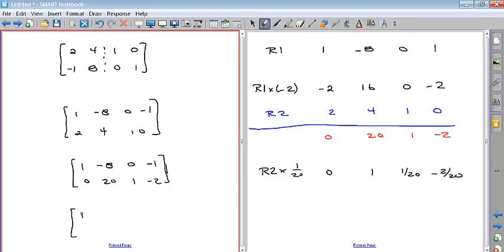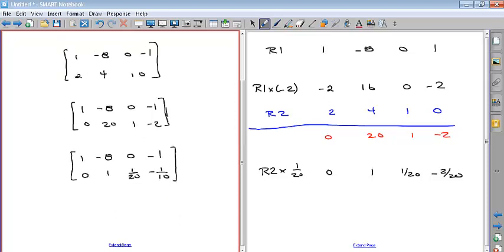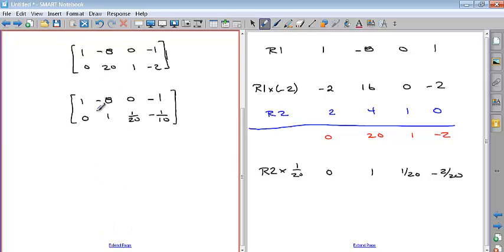So I'll keep the first row the same. Replace the second row with 0, 1, 1/20, negative, I'm going to simplify down to 1/10. Okay, and then finally I want to get a 0 here.